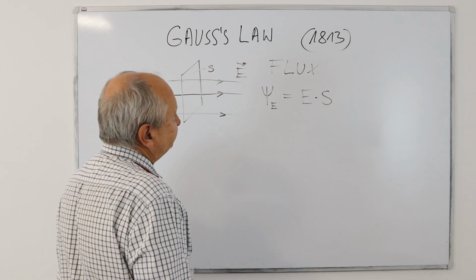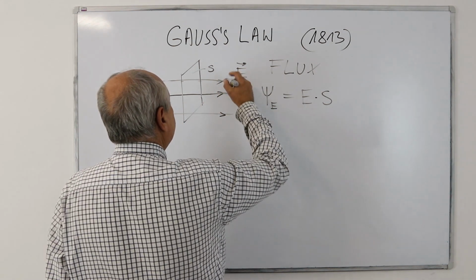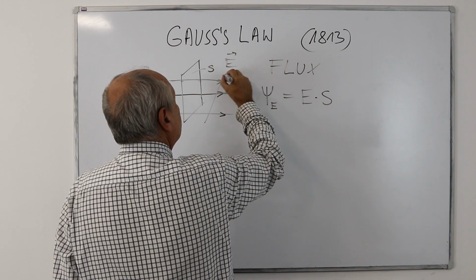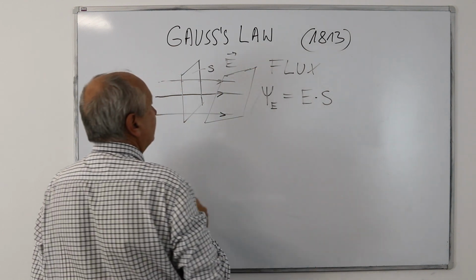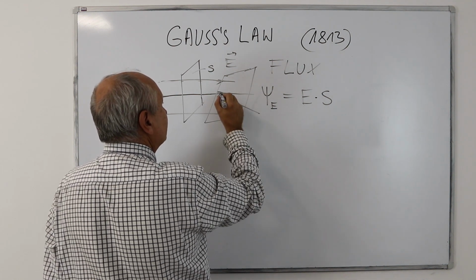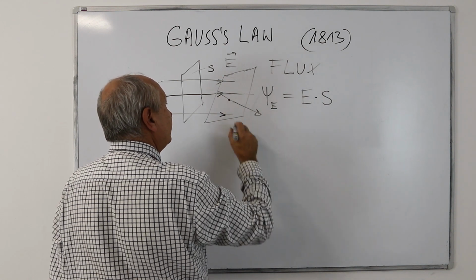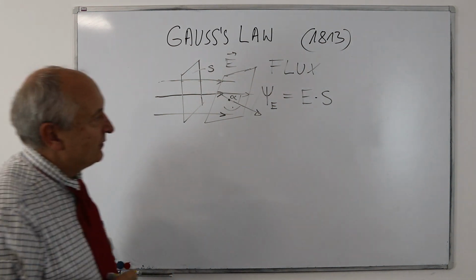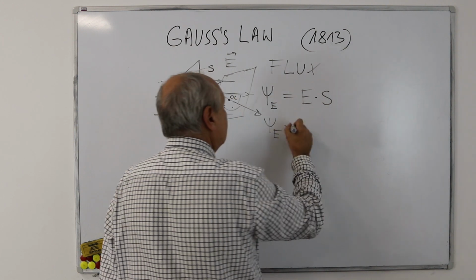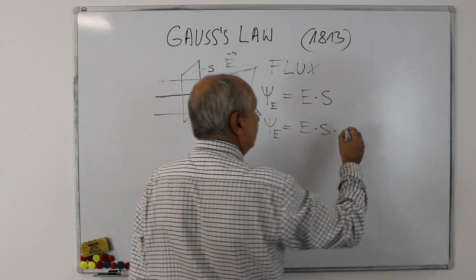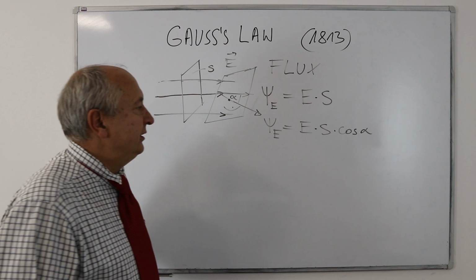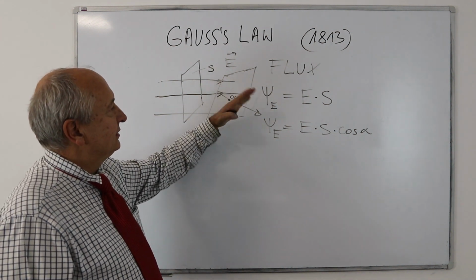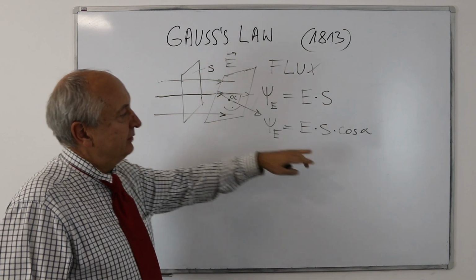If we change the position of the surface, for example, we will have an angle between the surface and the vector perpendicular to the surface, and here is the direction of flux. Here we have angle alpha. In this case, the flux is proportional to E multiplied by S and cosine alpha. We see that when we rotate the plate, the flux becomes lower because of cosine alpha.